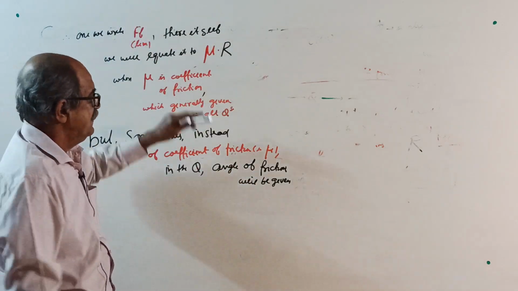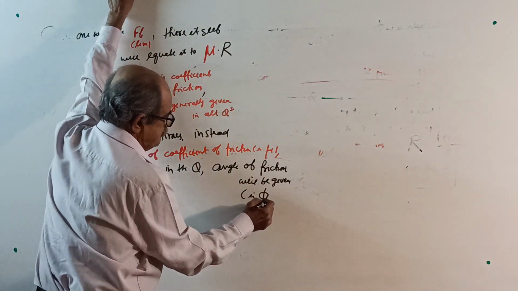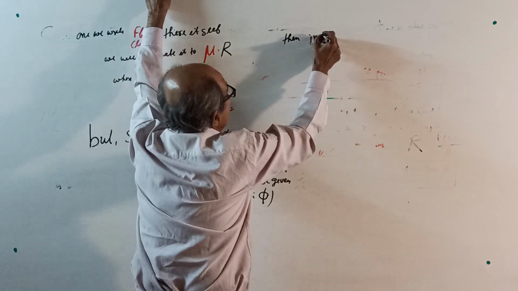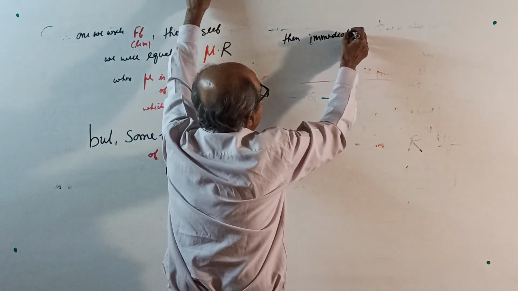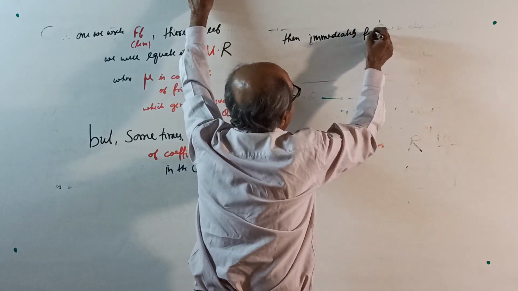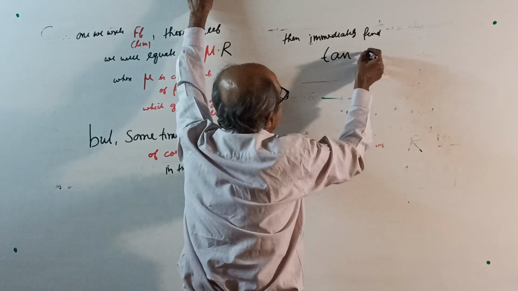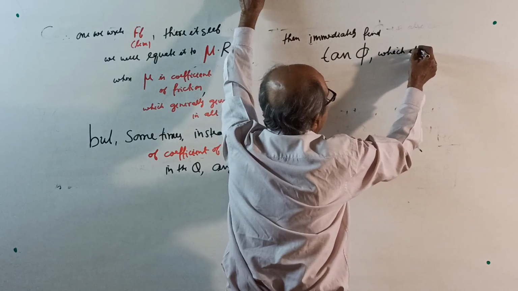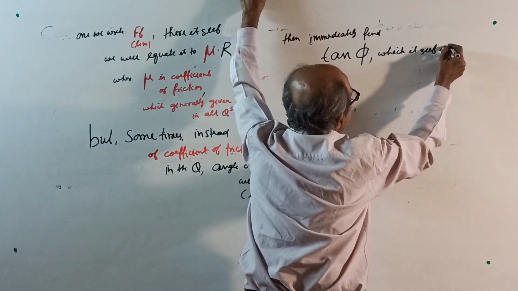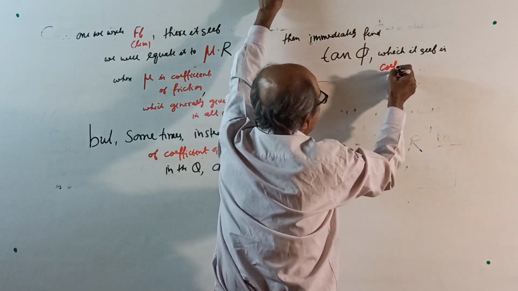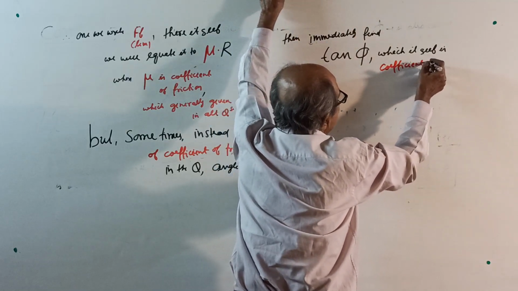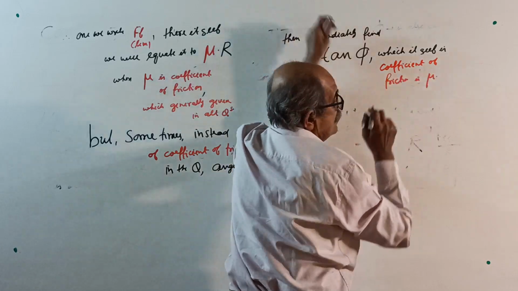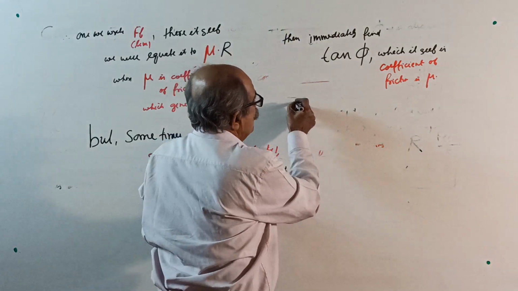Angle of friction will be given. That is phi. Then immediately find tan phi, which itself is the coefficient of friction, that is mu. That's all. Okay, then one question is over.